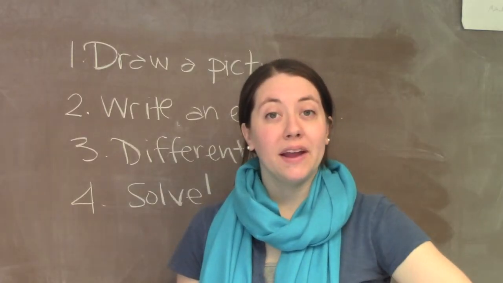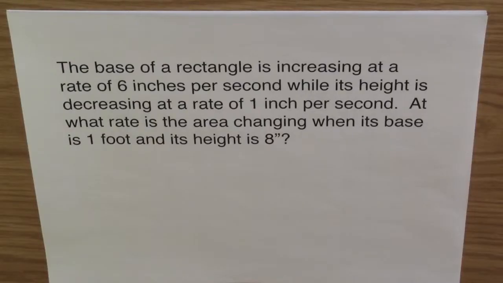Let's solve a problem about the area of a rectangle. The base of a rectangle is increasing at a rate of 6 inches per second, while its height is decreasing at a rate of 1 inch per second. At what rate is the area changing when its base is 1 foot and its height is 8 inches?